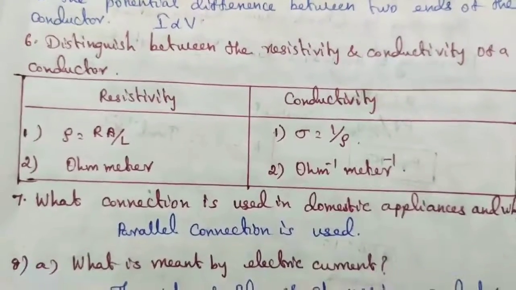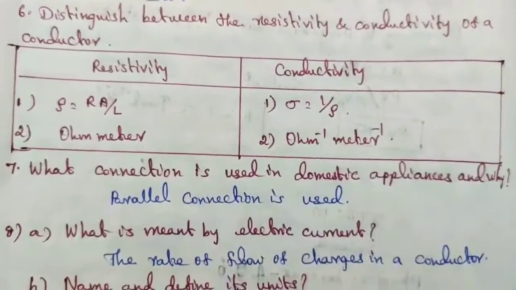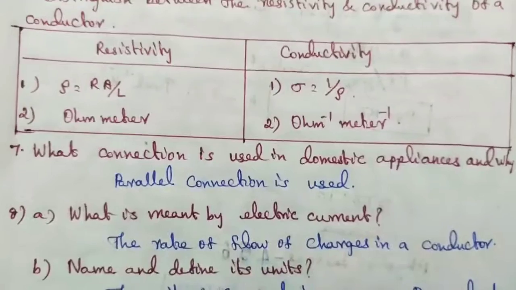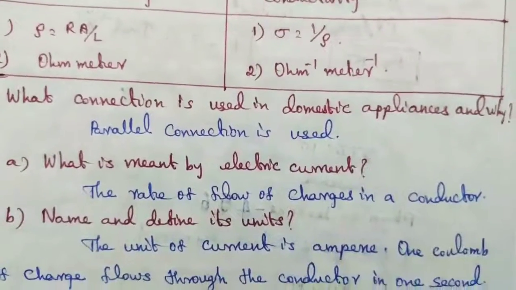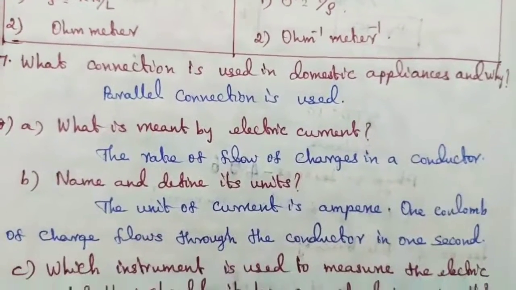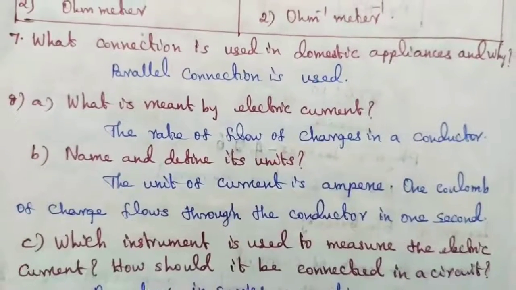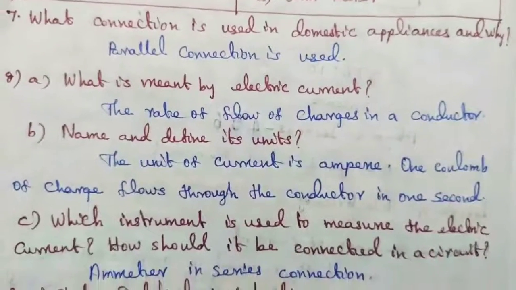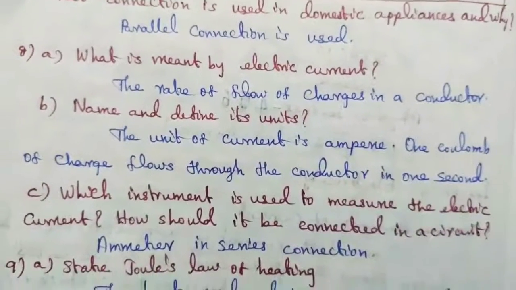8. A. What is meant by electric current? The rate of flow of charges in a conductor. B. Name and define its unit. The unit of current is ampere. 1 coulomb of charge flows through the conductor in 1 second. Which instrument is used to measure the electric current? How should it be connected in a circuit? Ammeter, it should be connected in series connection.